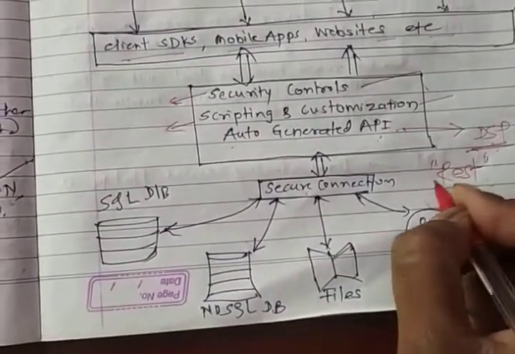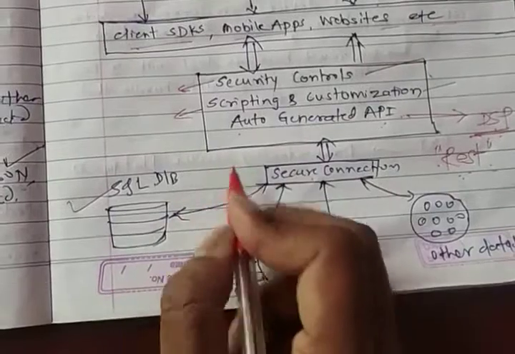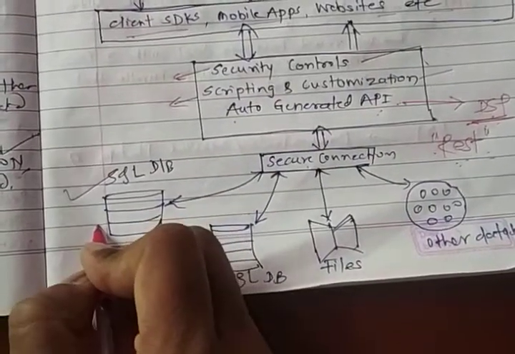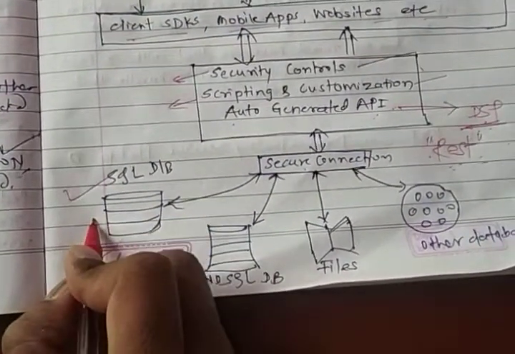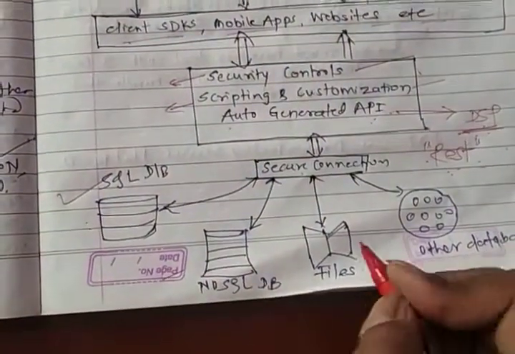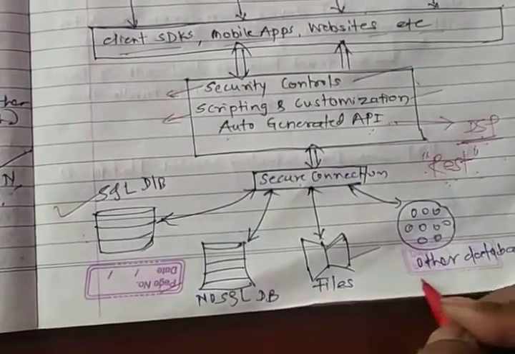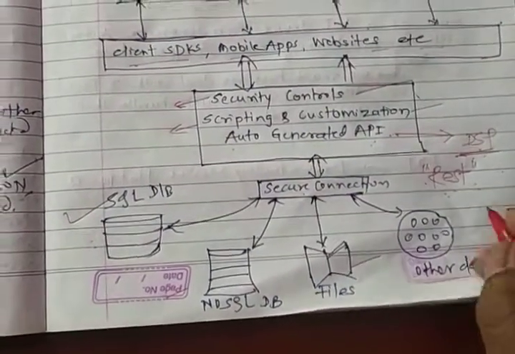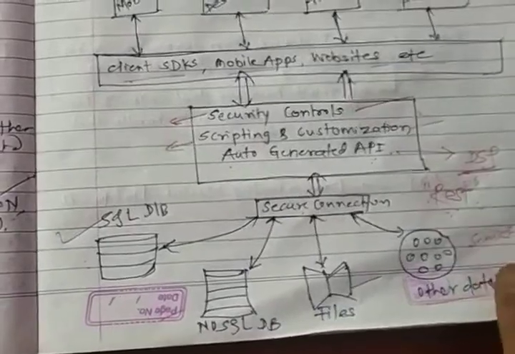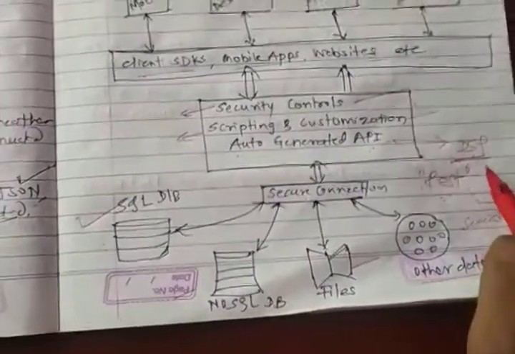It will generate the RESTful API for SQL. It will store the relational data in SQL databases, right? It will store the unstructured data in NoSQL. It will store unstructured data in files, right? Then different databases can be connected here to store the semi-structured data, right? So this is the collection. This is how this particular DSP will work, right?